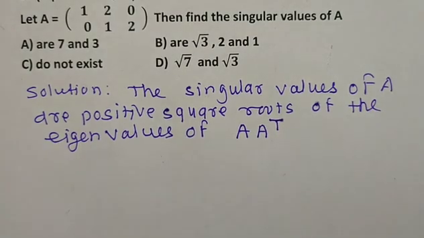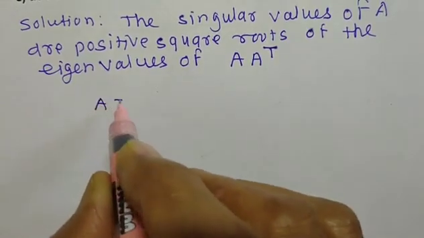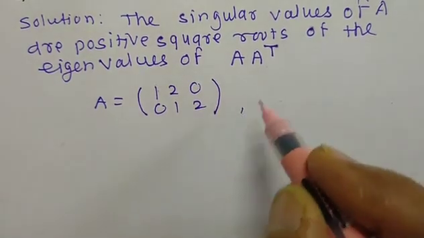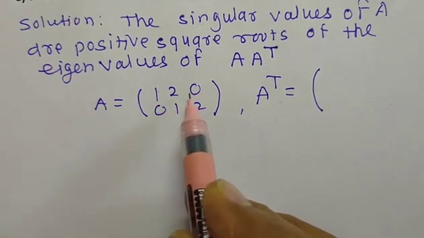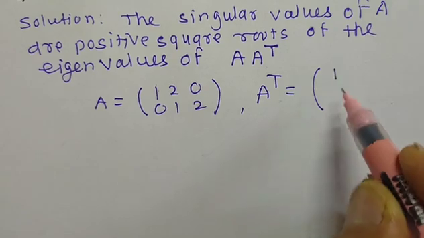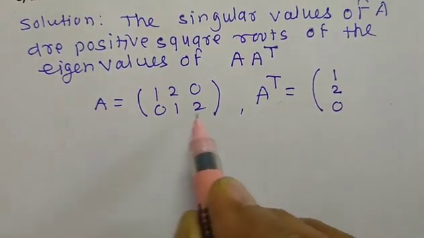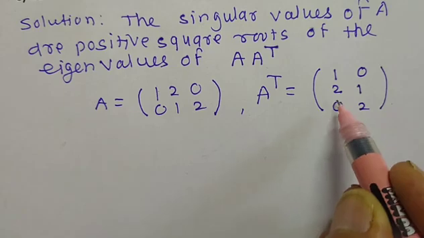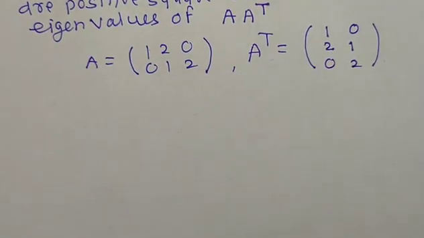Okay. So you know A is given, 1 2 0 in the first row. This is A given, and A transpose is, this row will become a column, 1 2 0. Second row will become the second column. This is the transpose of A. Now find out A into A transpose.